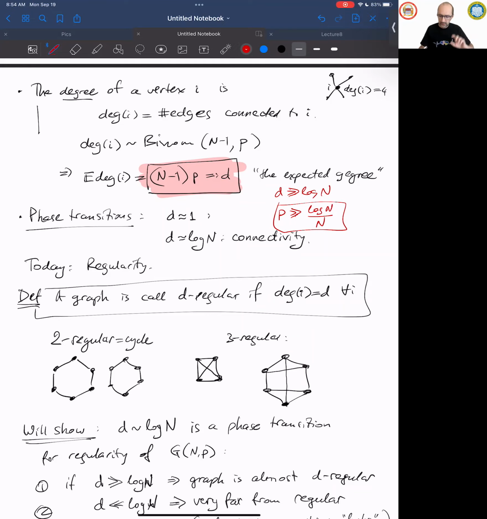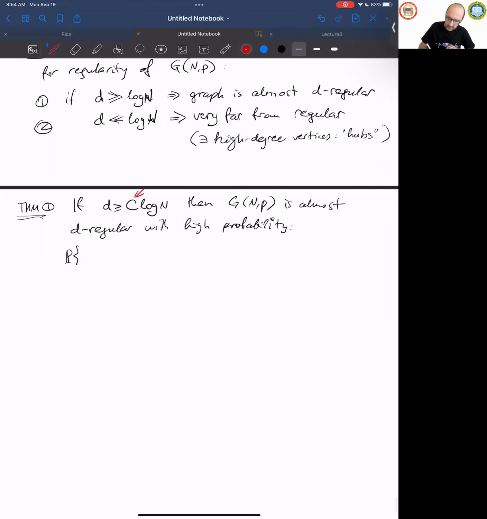So for G(n,p), clarification: d equals n minus 1 times p. If the graph is a little bit denser than log n, then it's d-regular, so everything is the same with high probability. The meaning of this is that with probability at least 0.9, let's say, doesn't really matter, every vertex has about the same degree, very close to its expectation.